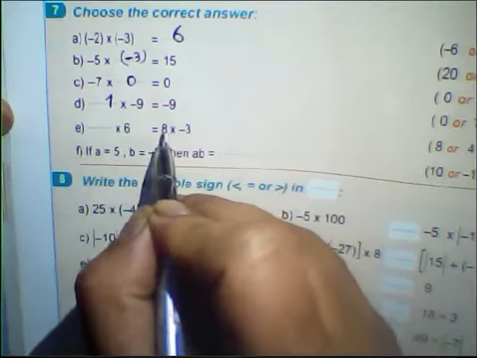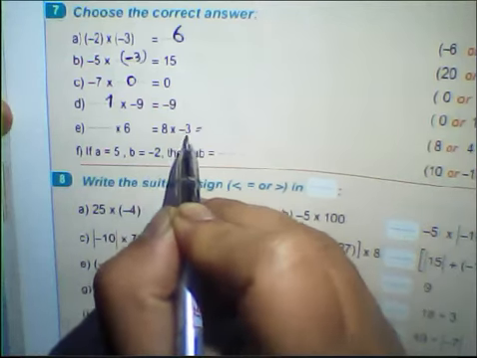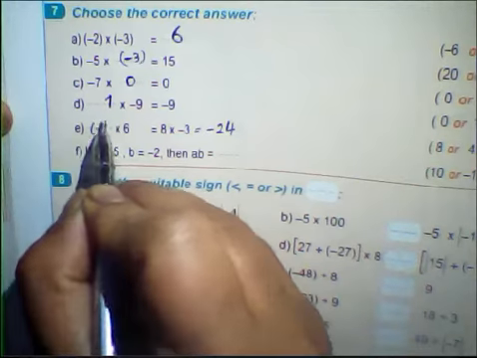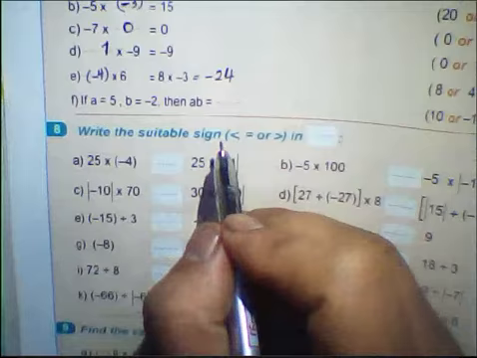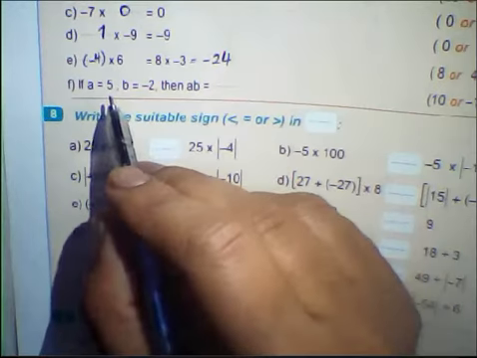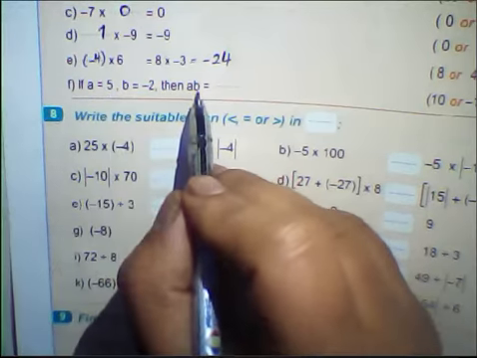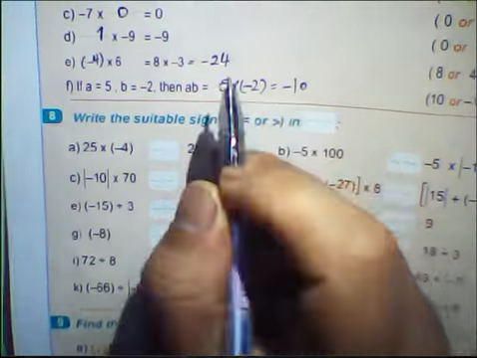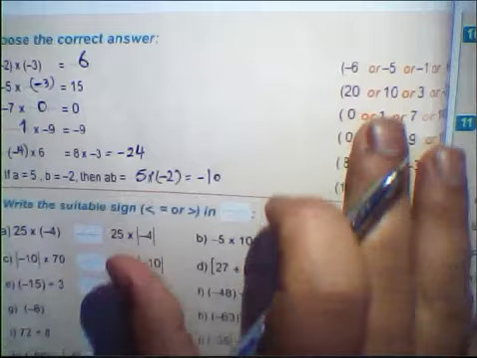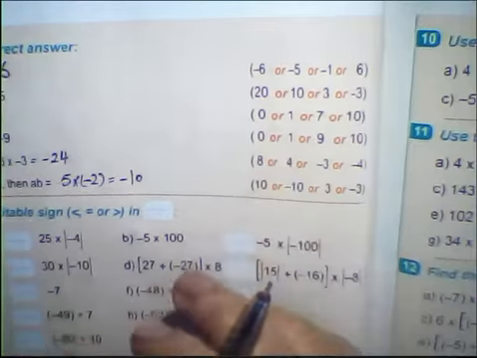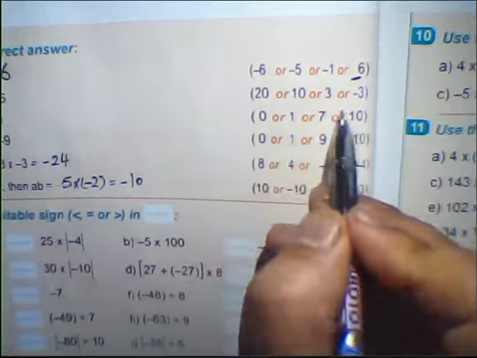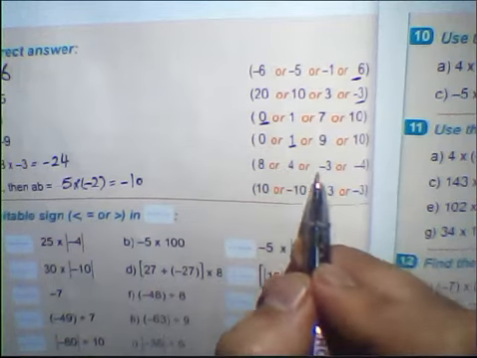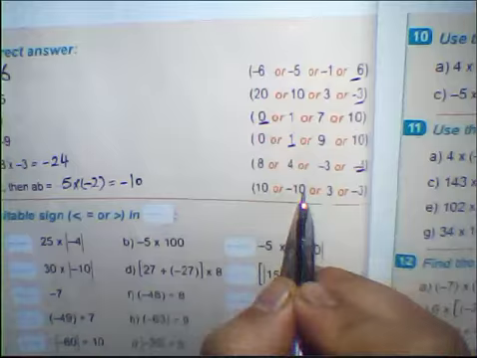6 multiplied by what equals 8 times negative 3? We know 8 multiplied by negative 3 equals negative 24. So 6 multiplied by negative 4 equals negative 24. If a equals 5 and b equals negative 2, then a multiplied by b equals 5 multiplied by negative 2, so the result will be negative 10. You must choose the answer from these choices: 6, negative 3, 0, 1, negative 4, negative 10.